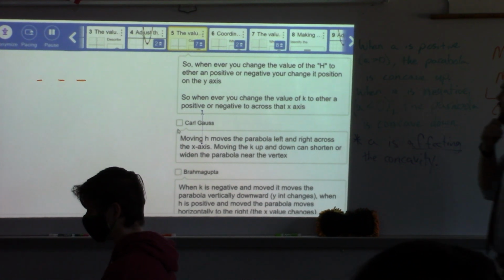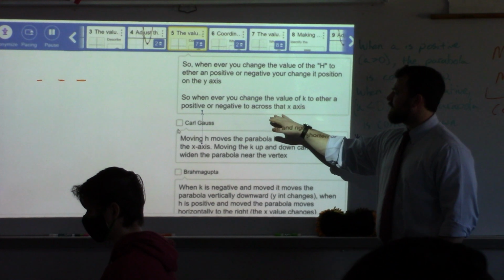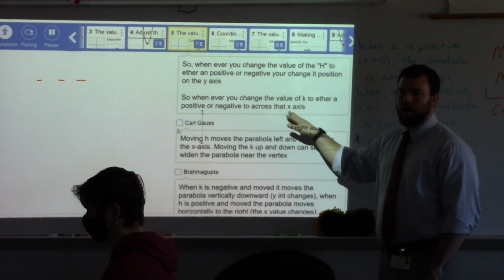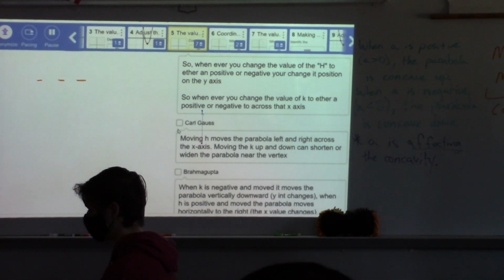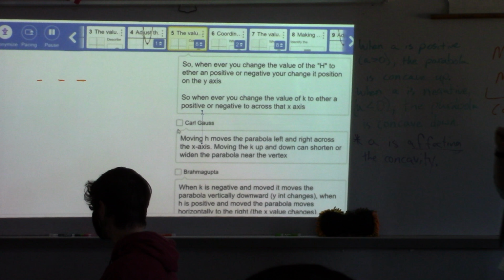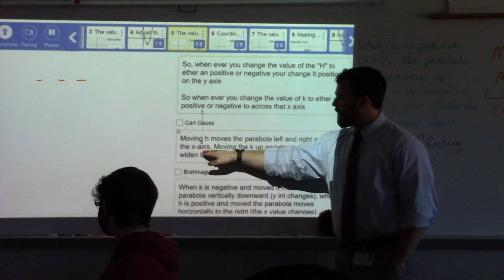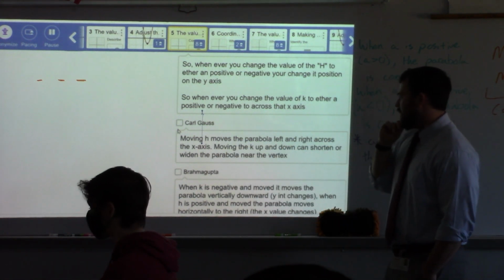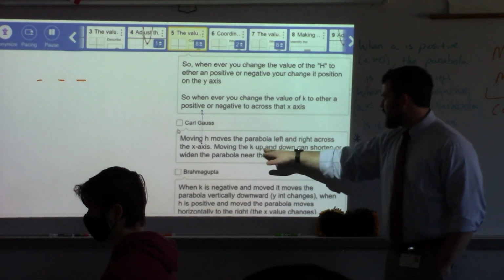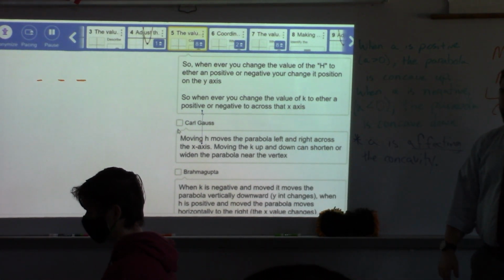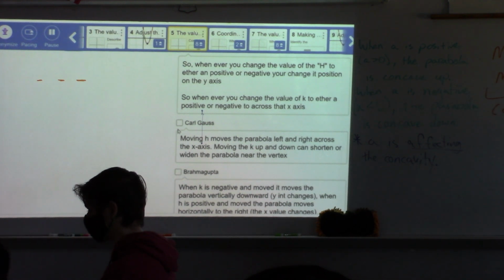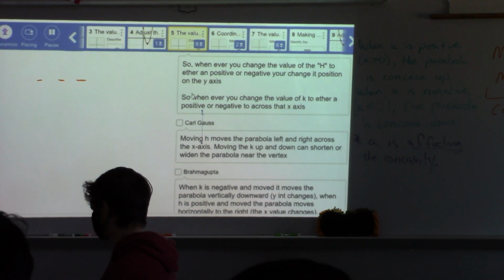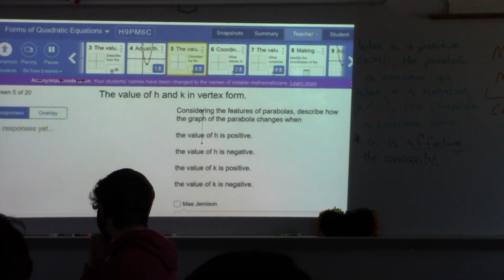And when you change the value of k to either a positive or negative, it's above or below the x-axis. Moving h moves the parabola left and right across the x-axis. Maybe not x-axis. Okay, so let's look at this idea, left and right versus up and down. And I see someone talking about shortening or widening the parabola near the vertex. I do want to show you this though, so I'll come back to those notes that some of us made.